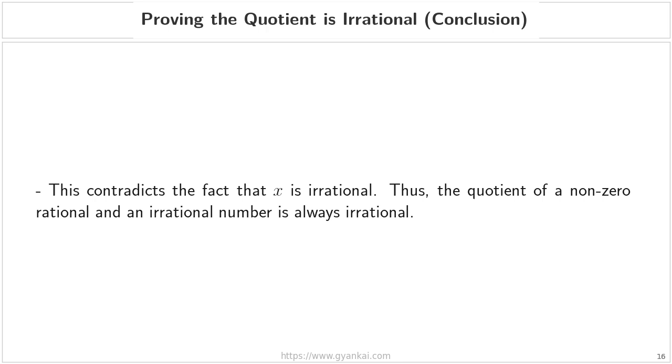Now, let's bring this logic to a close. As we just saw in the previous step, we arrived at a result where x equals q times r, which would mean x is rational. This completes the proof for the quotient, mirroring the exact same logic we used earlier for the product.